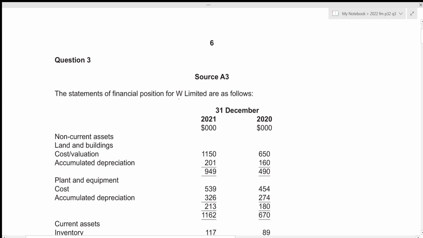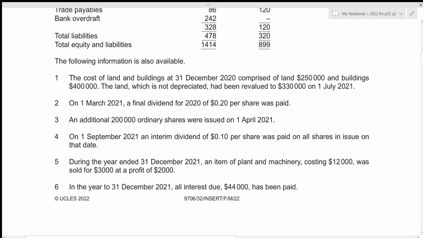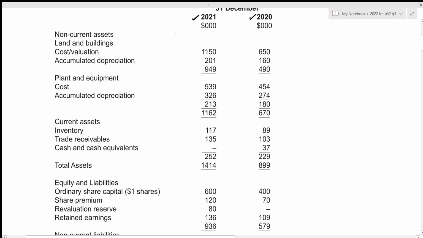The statements of financial position for W Limited are as follows. We are given the statements of financial position for two different dates, 31st December 2021 and 31st December 2022. Okay, then we are also given the additional information. The cost of land and buildings at 31st December 2020 comprise of land 250,000 and buildings 400,000. The land which is not depreciated had been revalued to 330,000 on 1st July 2021. So this is just a revaluation upwards which has already been adjusted into our statement of financial position.